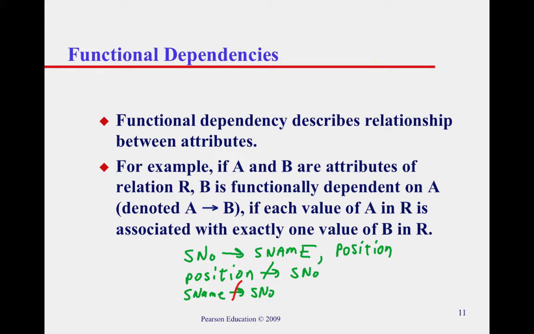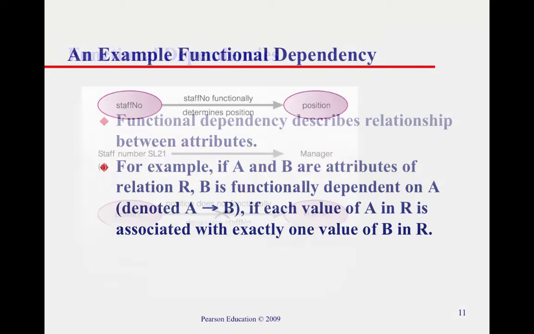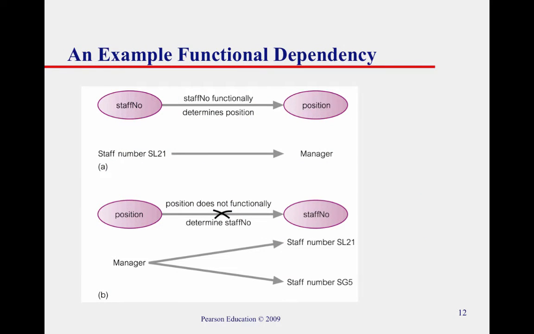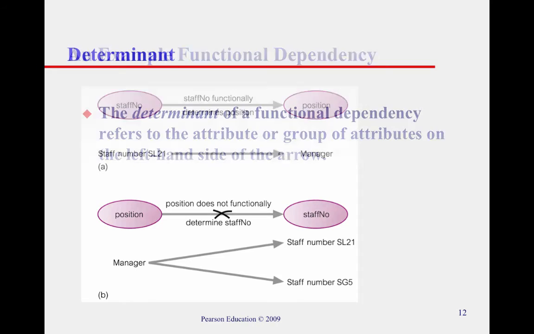Okay, you could have some very common names like John Smith, and if you're a large company like Amazon, you may have 2 John Smiths in your organization. So the requirement is that each value of A uniquely determines a value in B. And you just see what I had said a moment ago. Position is not able to functionally determine a staff number, but a staff number functionally determines a position.